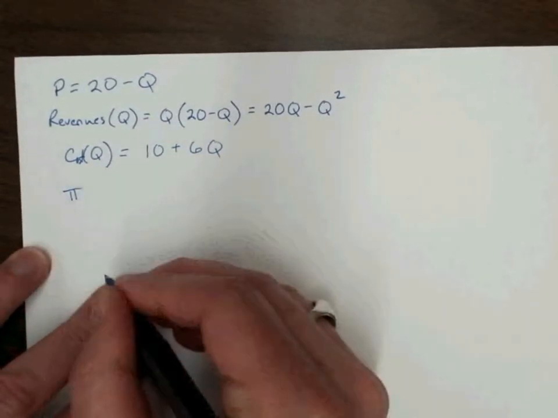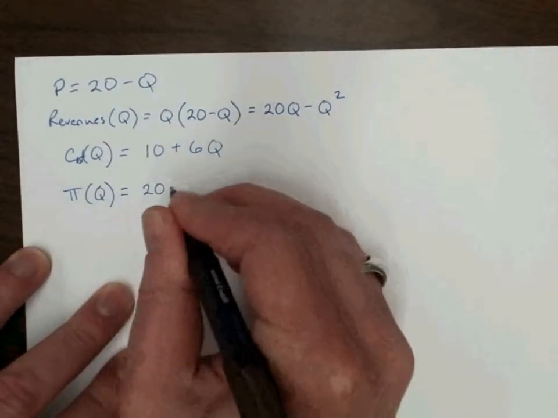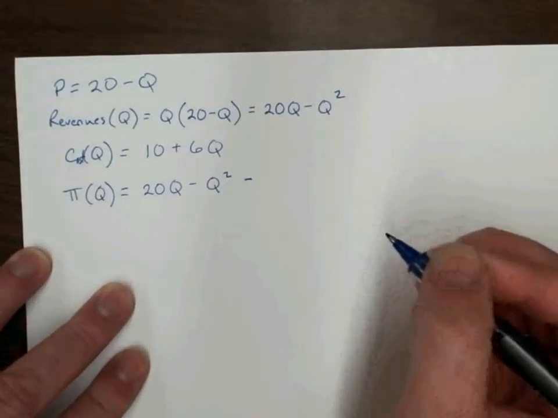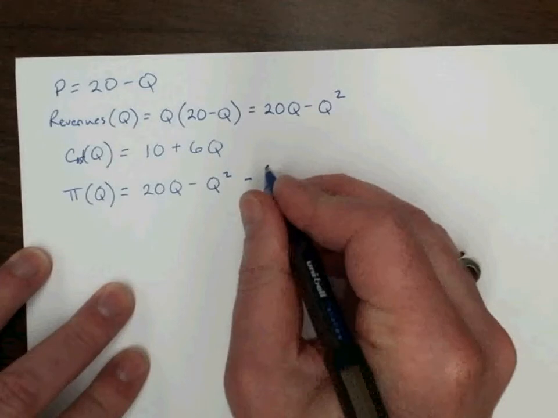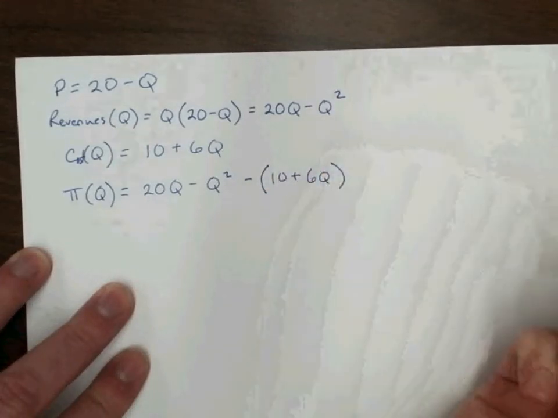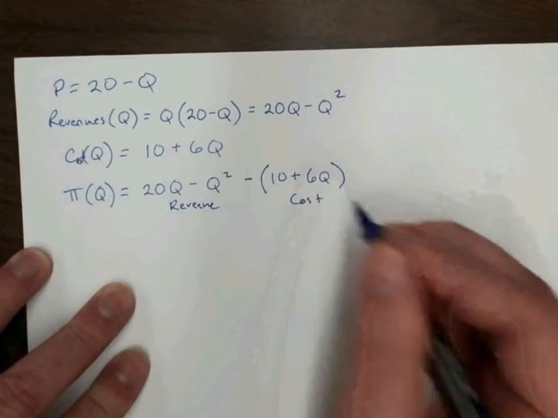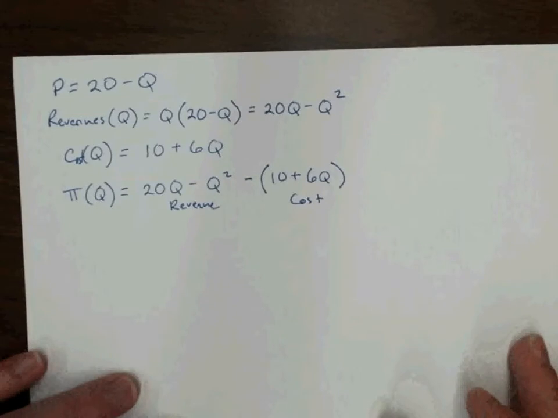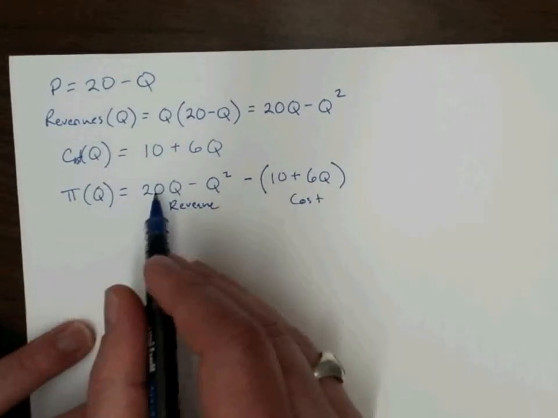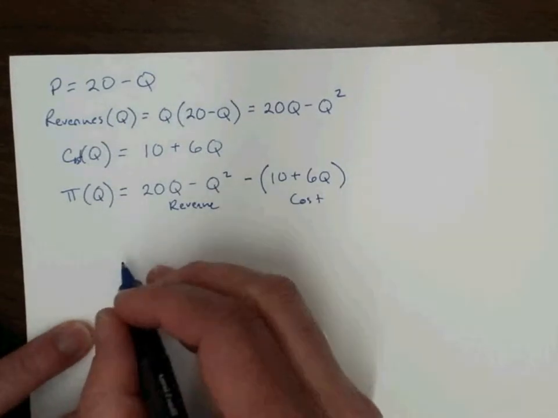So now we'll say profit, which is given as pi as a function of Q, is equal to 20Q minus Q squared minus, now put this in parentheses, 10 plus 6Q. So we have our revenue here and our cost here. Now we're going to use marginal analysis to find the optimum. So we want to find out where the change in profit is equal to 0. That's when the slope is equal to 0, we know we've maximized it.